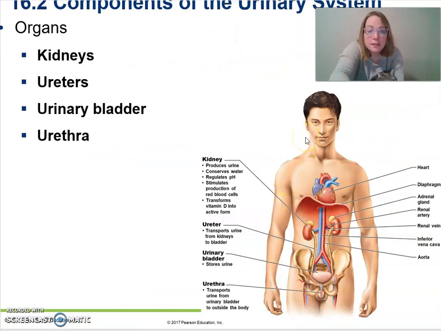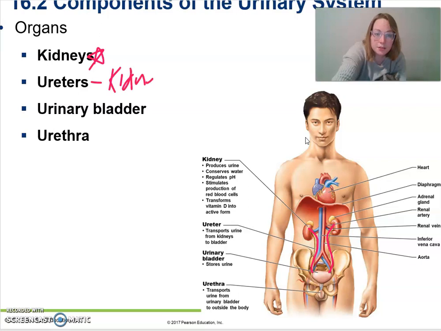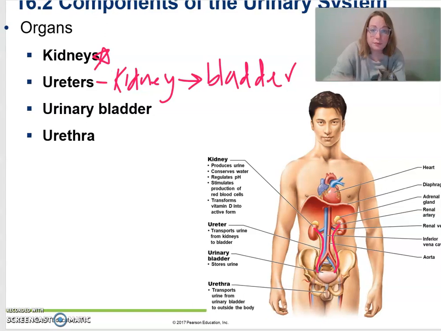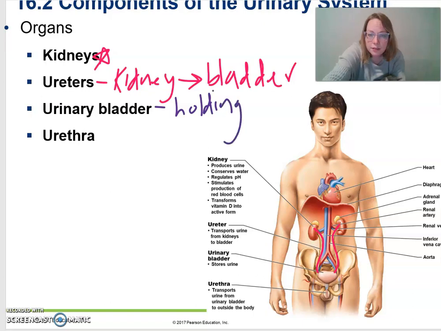So the organs involved, the kidneys are the stars of your urinary system. They're going to do almost all the functions. That's where we're filtering the blood, that's where we're making urine, and then from that point on, we're just sending it through the pathway out of the body. So the ureters, kidney, down to the bladder. So they are transport tubes. And then the urinary bladder is going to be where we will hold on to that urine, where we'll store it until it's ready to be excreted. It's a storage spot. Holding tank for urine.